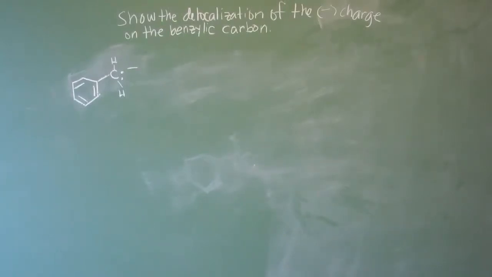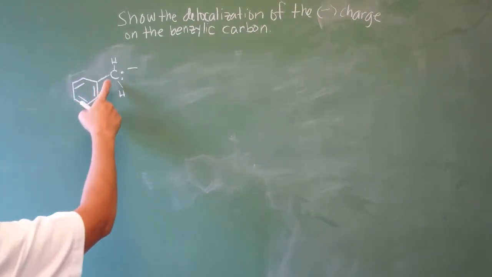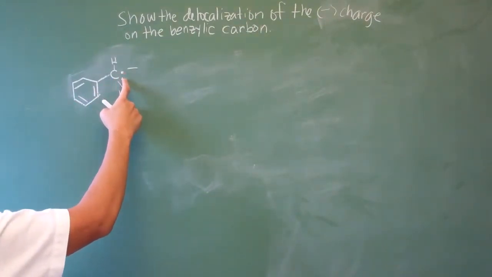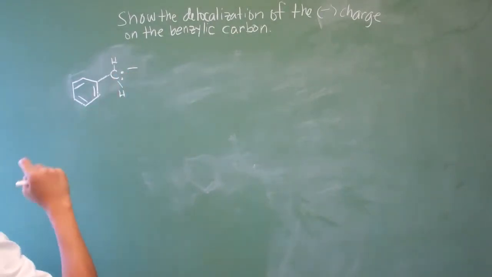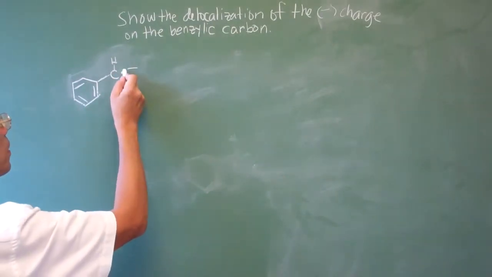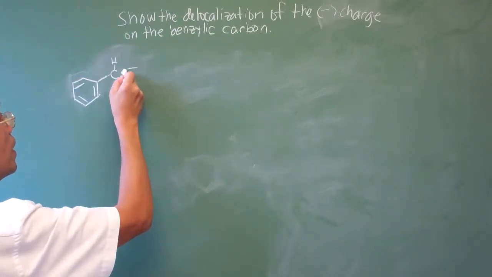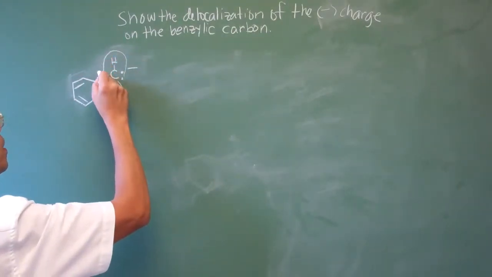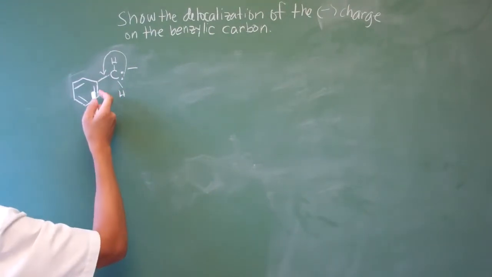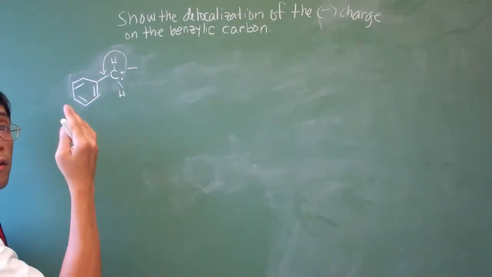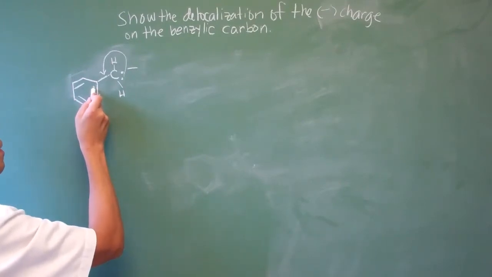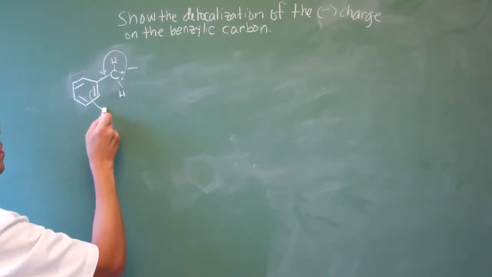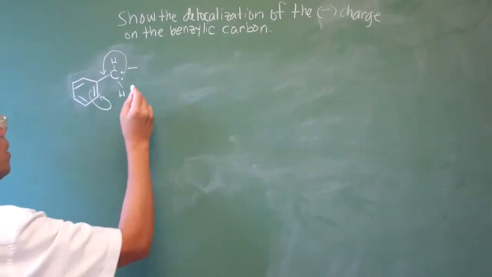Show the delocalization of the negative charge on the benzylic carbon. So that's the benzylic carbon. It's got a pair of electrons, so therefore you have a minus charge at that carbon. Alright, so what could happen is that lone pair could form a second bond between that carbon and that carbon. Carbon can only have 4 bonds, so that means that this bond here is going to have to go to that carbon as a lone pair.